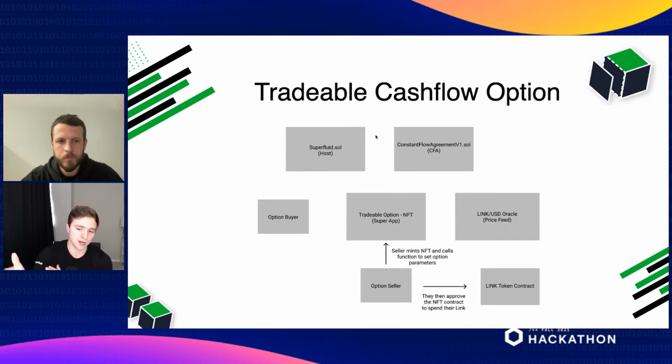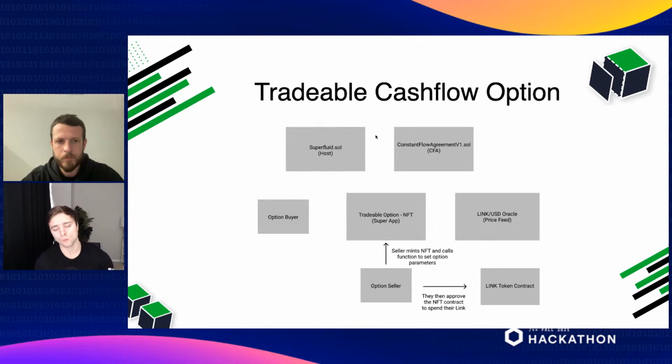We also have two new contracts there on the right-hand side of the screen. One of them is going to be the Link USD Oracle, which is going to give us a price feed of the value of Link. And then we also have the Link token contract. In our example, we're going to create an option around the Link token, right? So the Link token is going to be the underlying asset for this option that the buyer will have the option to purchase in the future if the option's in the money.